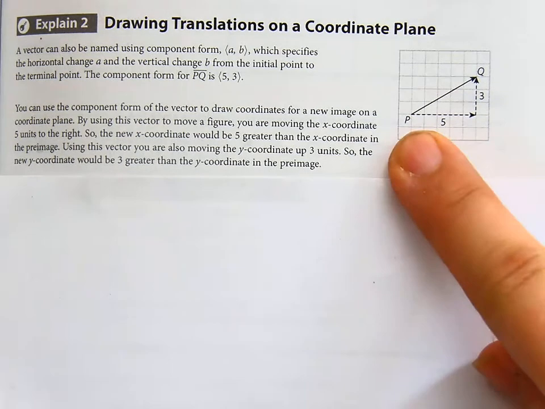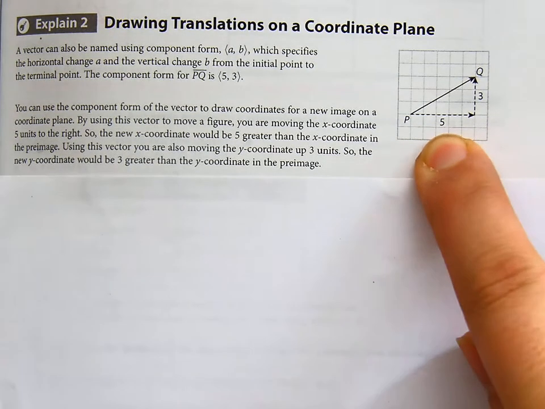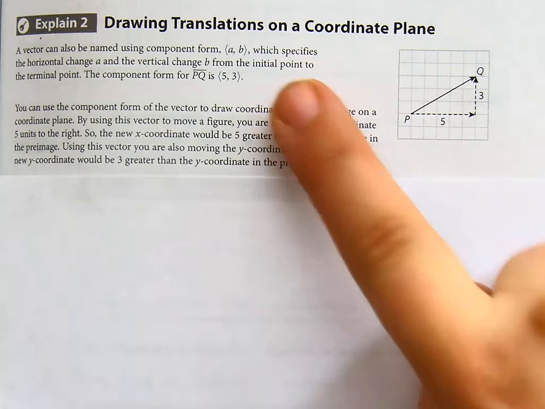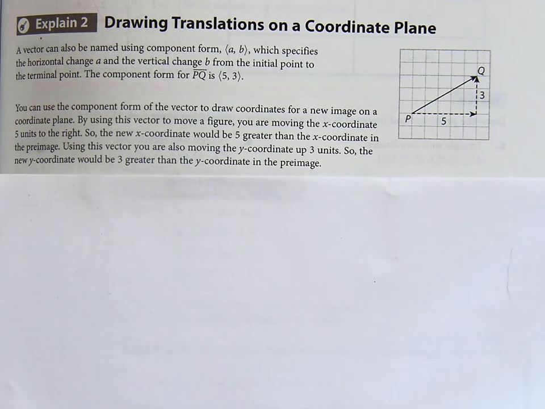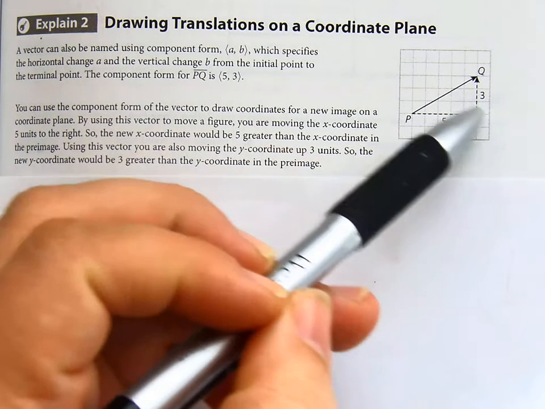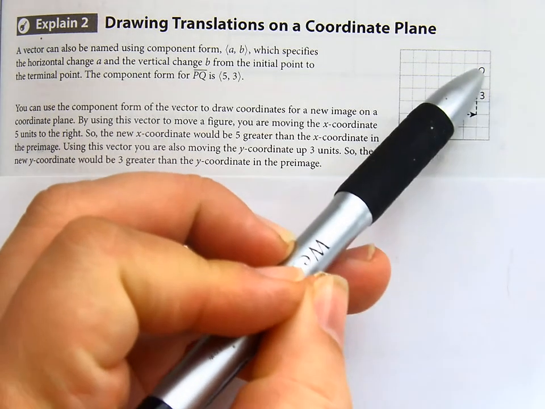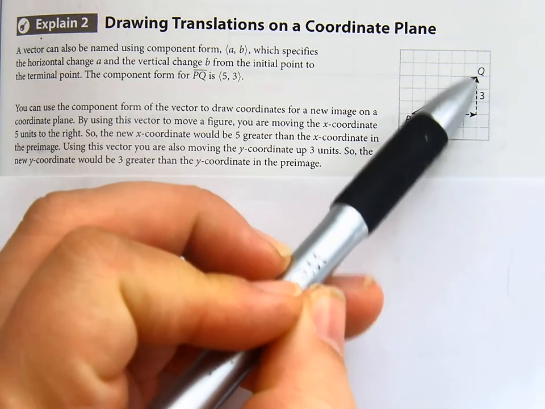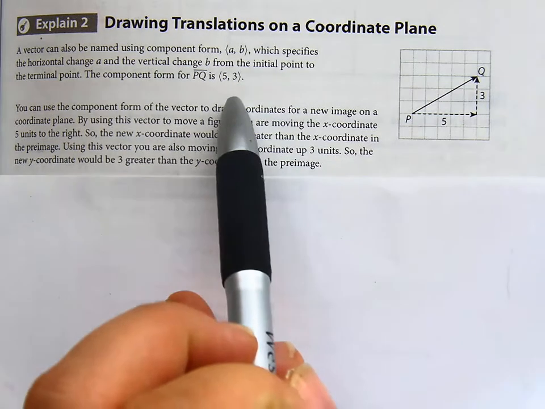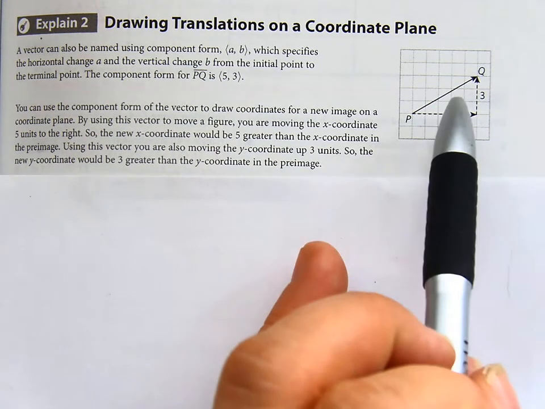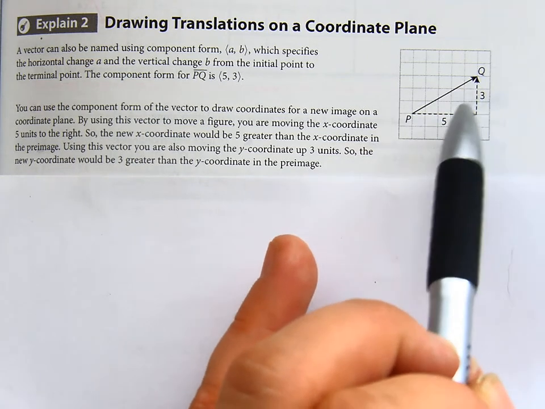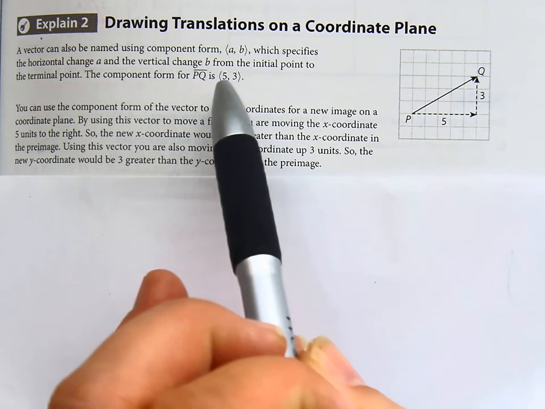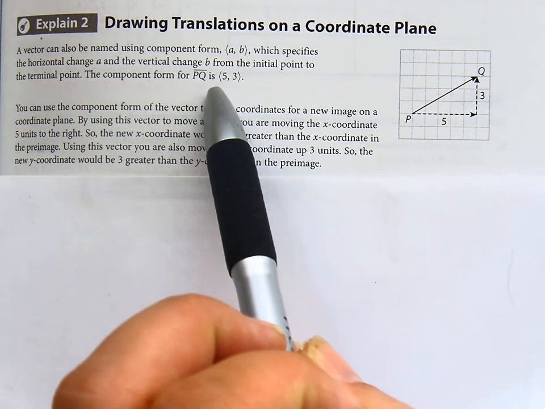So 5 is basically the movement of our x, the horizontal change. If you notice, it's in the same location as traditionally our x coordinate would be. And 3 is our vertical change, which is basically equivalent to our y, and so it is in the same location. You can kind of say this is almost the slope, the rise and the run, the change in y and the change in x.